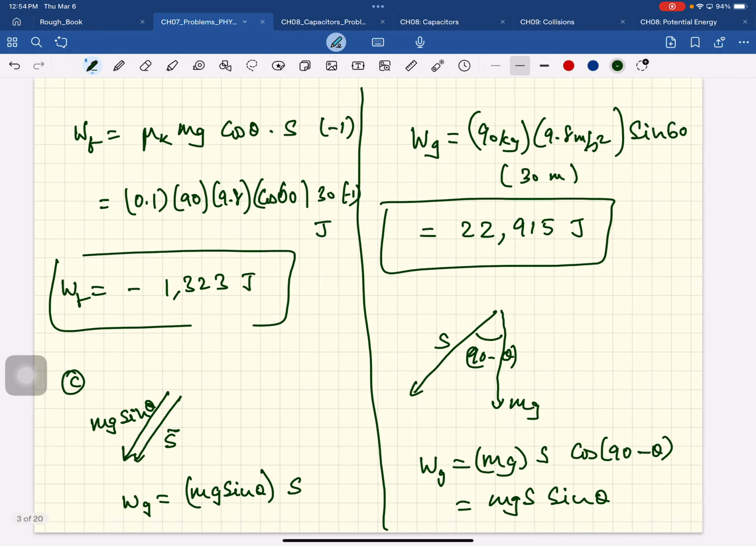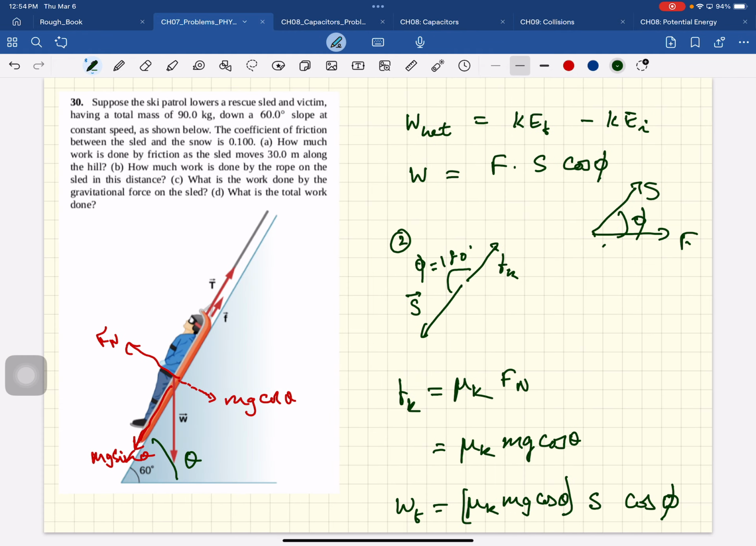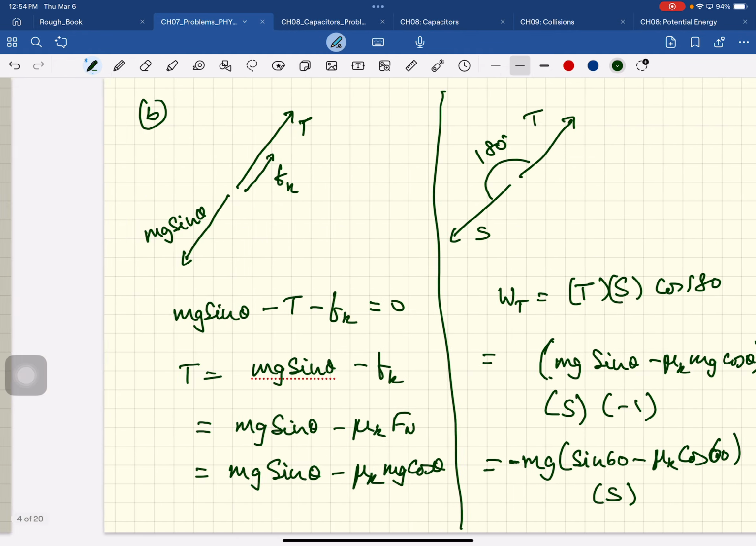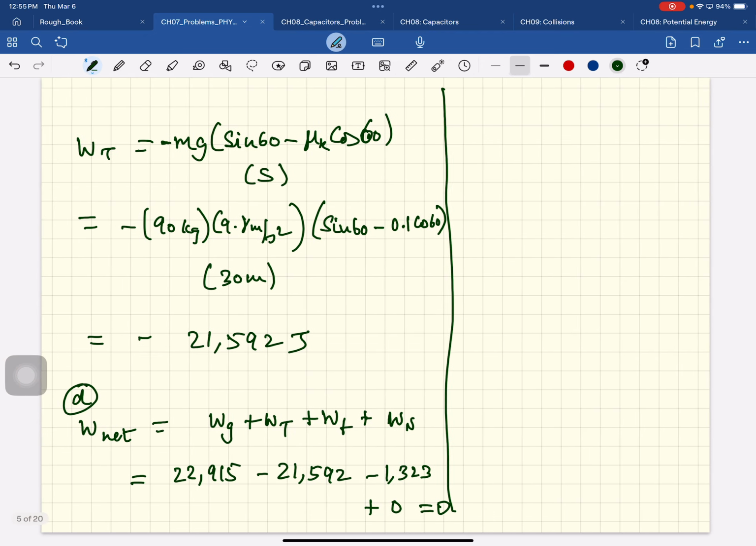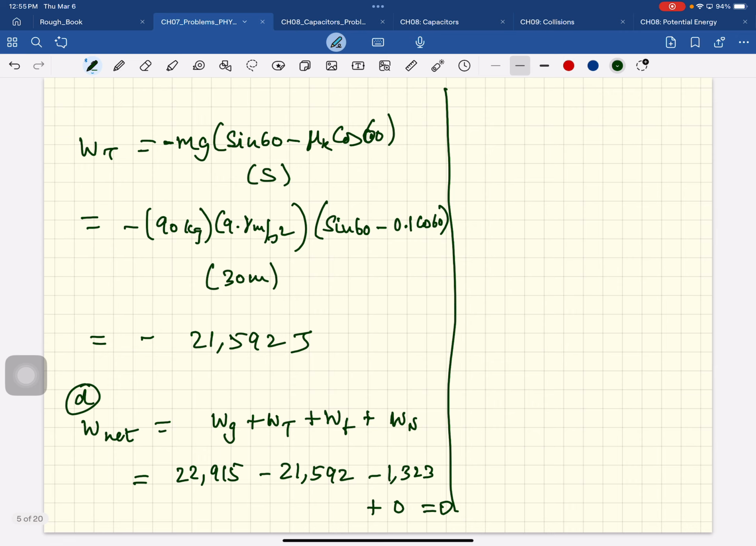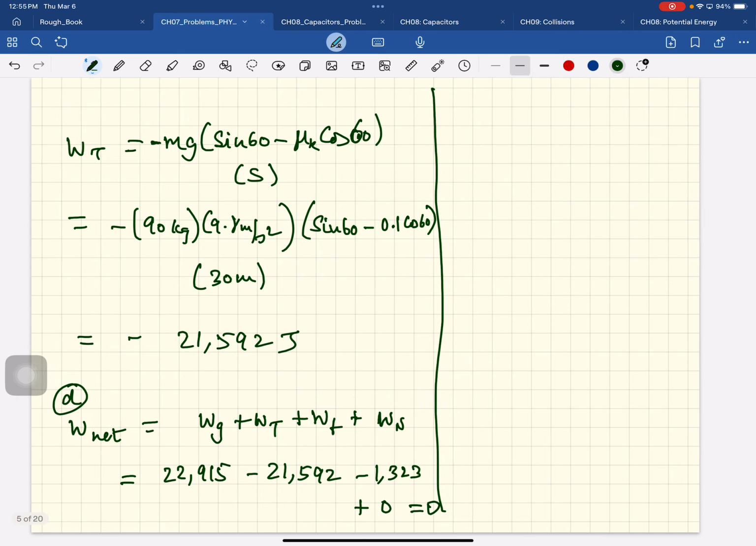Let's see, is there anything else we need to do? What is the total work done? Yeah, so that's part D. So we illustrated the work energy theorem. Any questions on that?